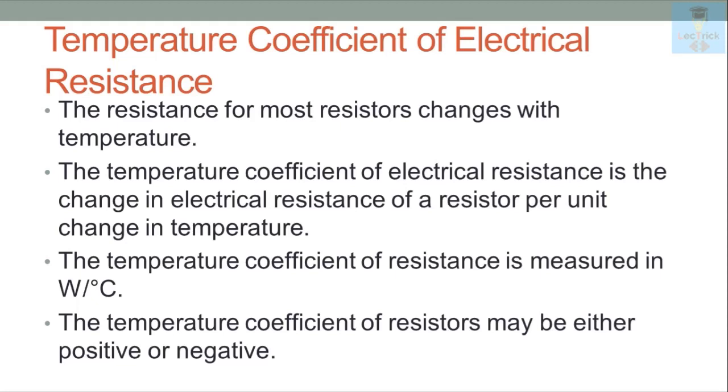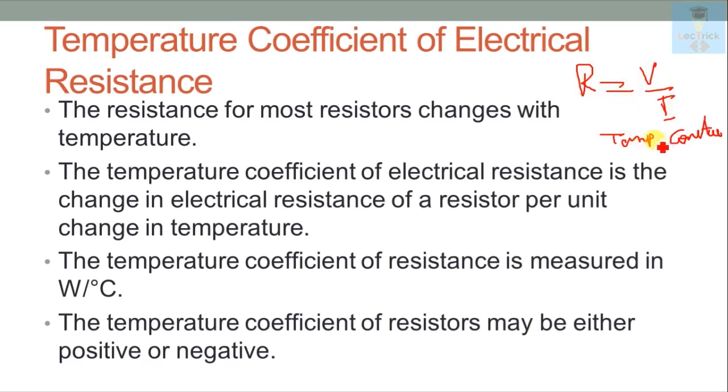When we talk about temperature with respect to resistance, when the temperature varies, the resistance also will change. Ohm's law tells the same thing: resistance is directly proportional to voltage and inversely proportional to current, R is equal to V by I. That means the resistance of a conductor is directly proportional to its voltage and inversely proportional to the current flowing through the conductor. Temperature is constant. That means at the same temperature, only then this formula holds good.